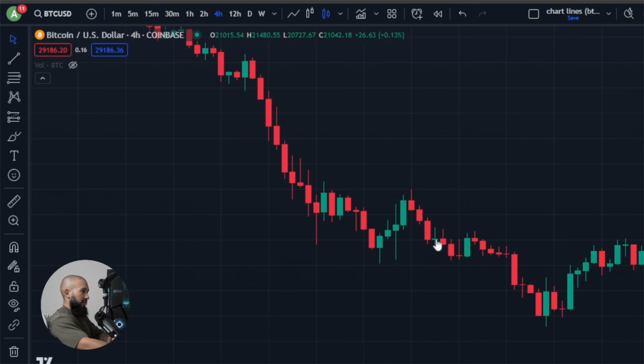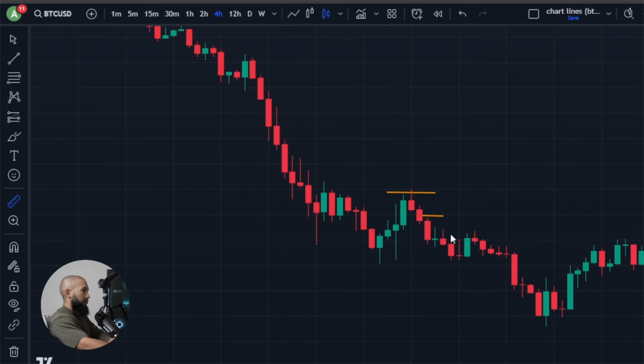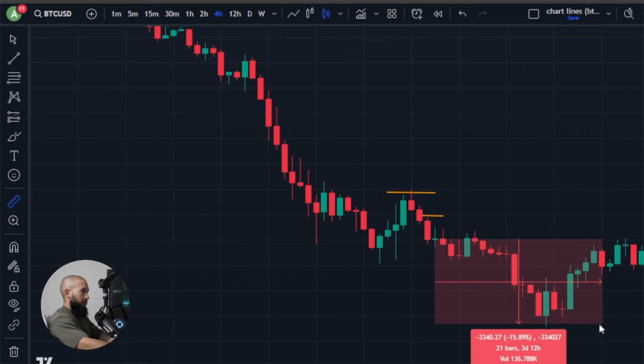Now, textbook would say that you enter your trade on the candle following the closing of the pattern when it's validated, so around right here. And then you would set your stop loss right above the third candle, or you would set your stop loss above the upward trend, so right around here. And if we measure the move from the candle that opens right after the pattern is validated to the low, we can see that that is about a 16% move to the downside.